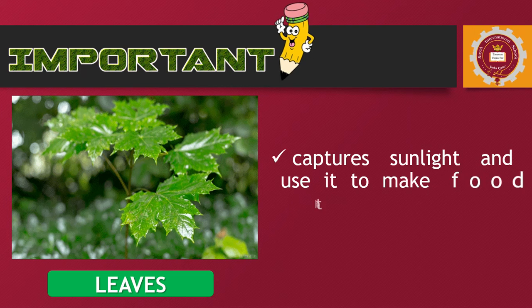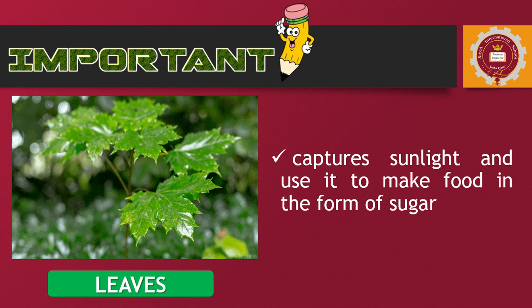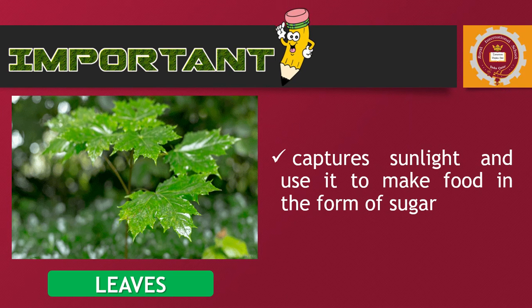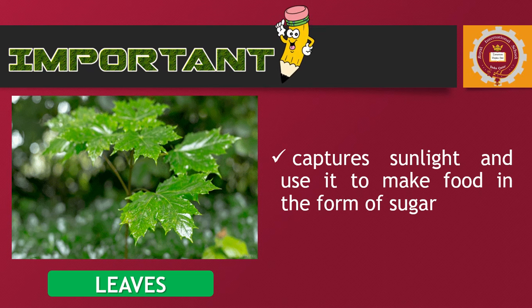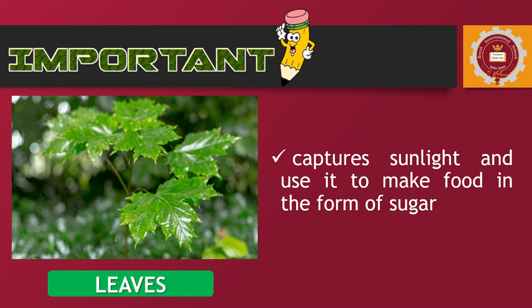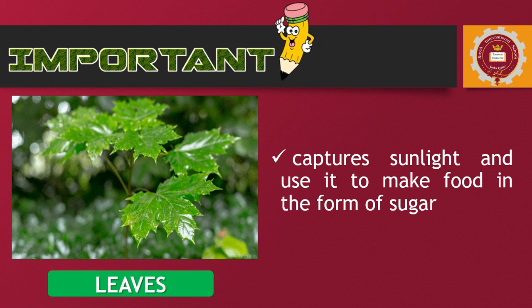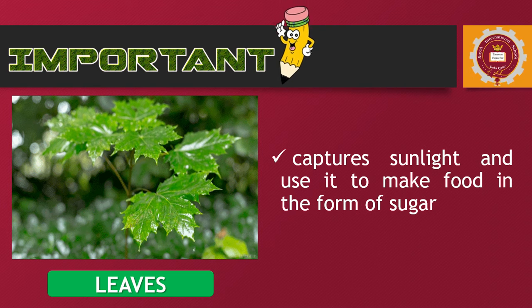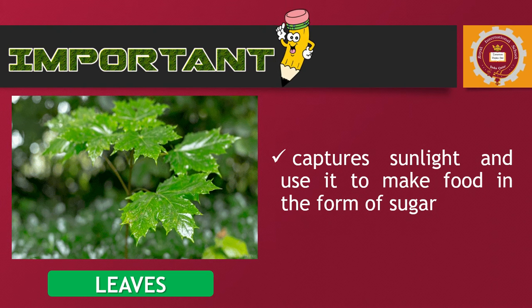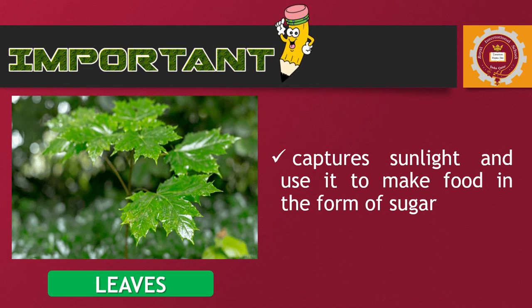Now let's talk about leaves. We already saw, so what are leaves? Leaves are usually the ones that help the plant make its own food, and they have another function, which is to capture sunlight. Okay, it captures sunlight and uses it to make food in the form of sugar. So this is the part that captures sunlight and uses it to make food in the form of sugar.